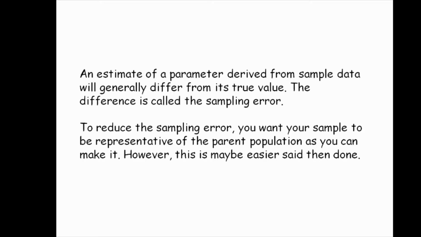Now, an estimate of the parameter derived from the sample data will generally differ from its true value. So let's say I want to take a sample of test scores in a particular year group. The difference is called the sampling error. If I work out the mean test score of my sample, and I then work out the mean test score for the whole of that year group, then the difference is what we call the sampling error. And what you tend to find is that the mean of your sample tends to be bigger than the mean of the population, because you allow for this sampling error. You allow a margin of error of where you would need to be.